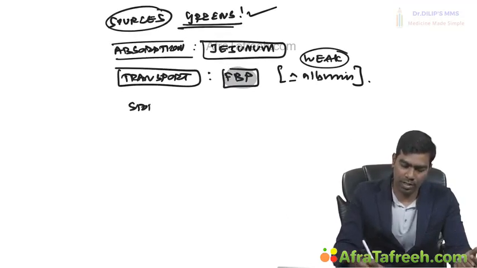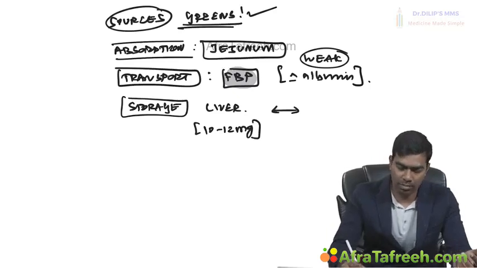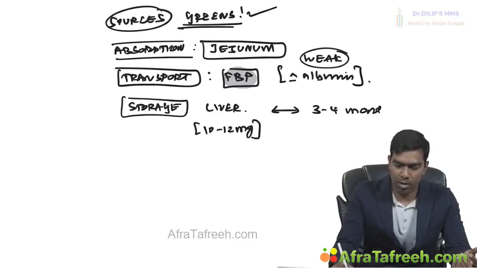And storage wise, this is a very important difference from B12. If they ask you, the liver is the principal site of storage. Approximately 10 to 12 milligram of folate is stored in the liver, which is enough for approximately 3 to 4 months. But remember, for B12 the amount stored is only 2 to 3 milligram, but that is enough for 3 to 4 years. So the folate storage pool is quite less in duration compared to B12, where the stores are sufficient for 3 to 4 years, but here only 3 to 4 months.